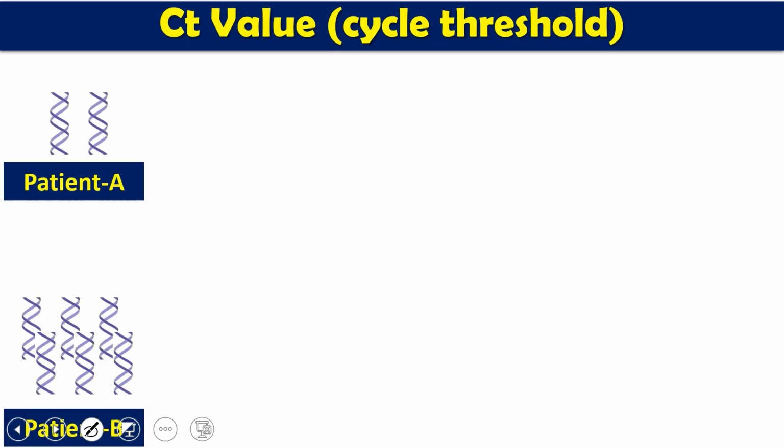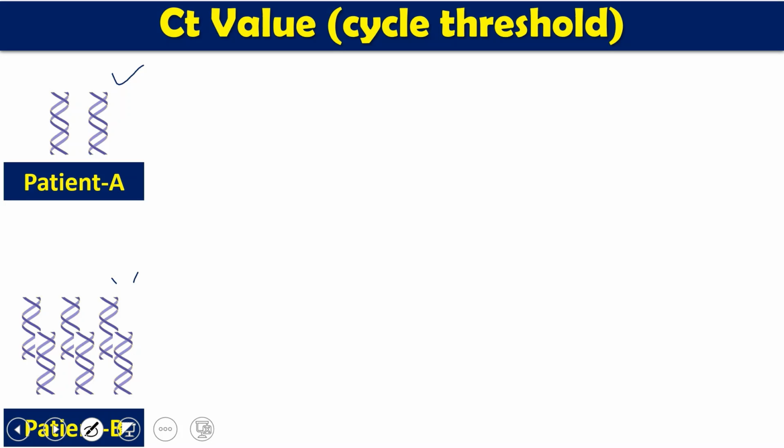For example, we have two patients, patient A and patient B. We have collected samples from both. From patient A we have got very little virus, so we have only a small amount of nucleic acid or DNA sample. Similarly, patient B has a sufficient amount of virus, so we have got sufficient nucleic acid for the PCR reaction. We are going to run PCR on both samples.